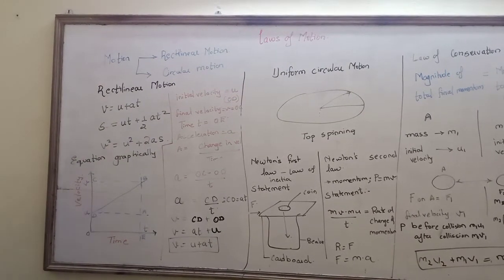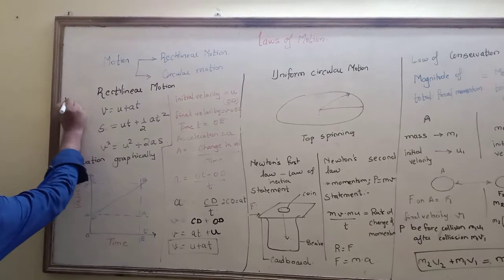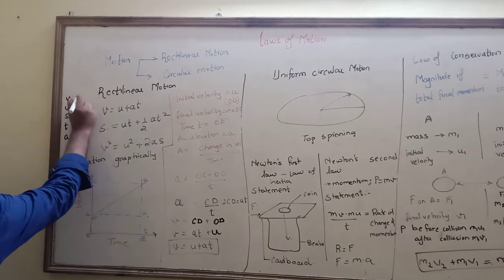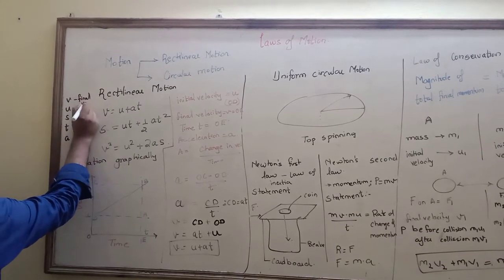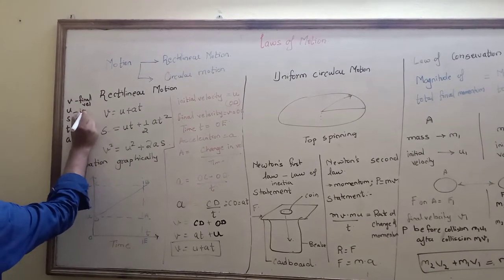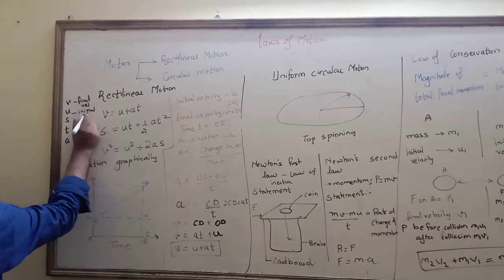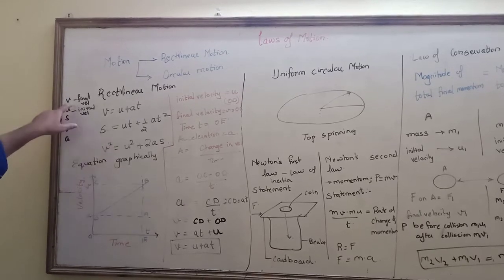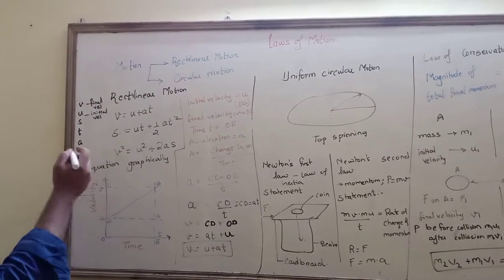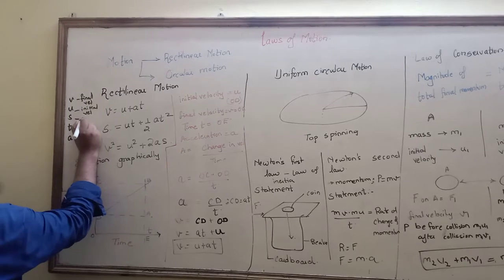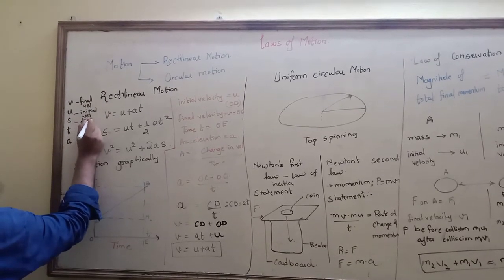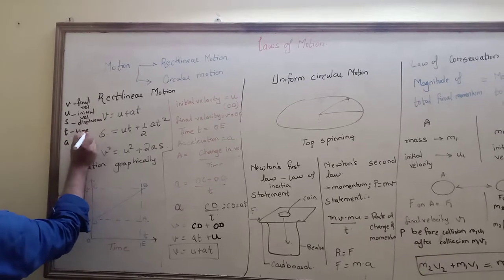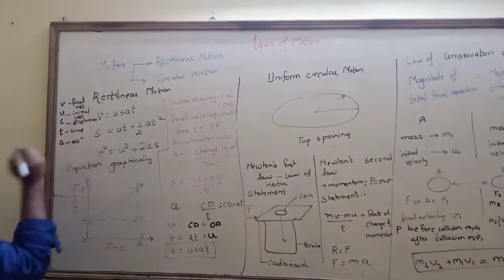Now you should know what is v, what is u, what is s, what is t, what is a. So v is final velocity. u is initial velocity. What do you mean by initial? It is the velocity at the initial time, at the starting. v is final velocity at the final state. s is the displacement. t is time, and a is acceleration.